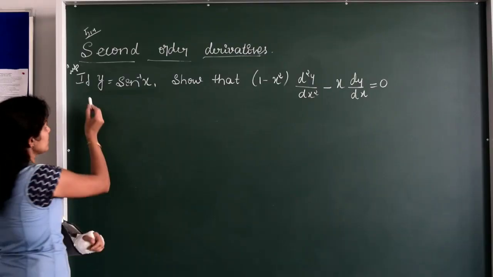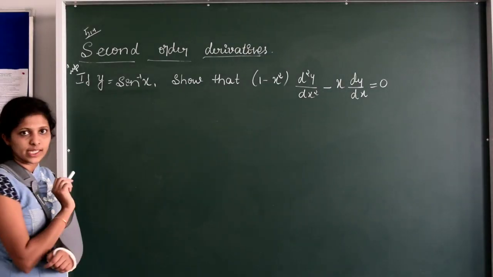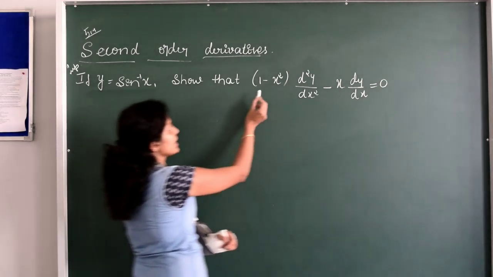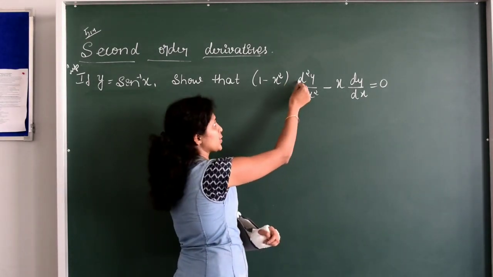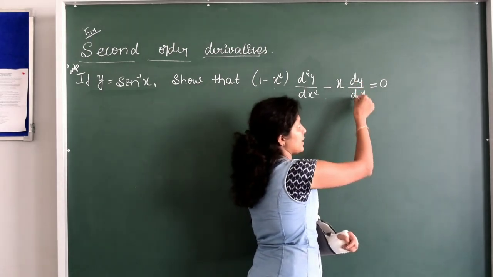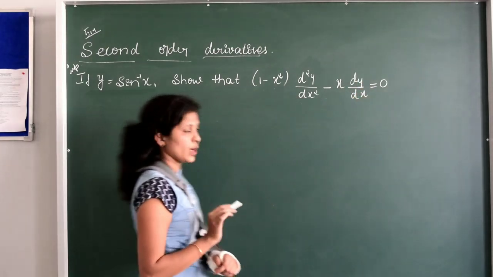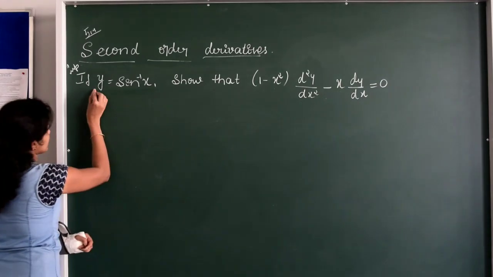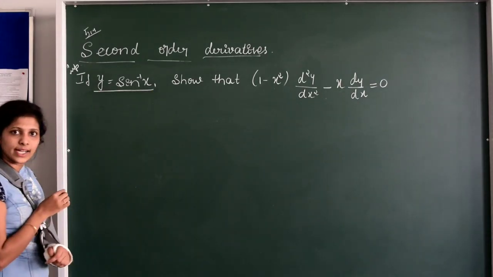So the next problem: if y is equal to sin inverse x is given, you have to show that (1 minus x square) into d square y by dx square minus x into dy by dx is equal to 0. You have to prove. It's an important one. So we'll consider this first. y is equal to sin inverse x.